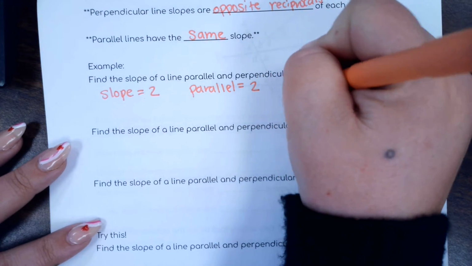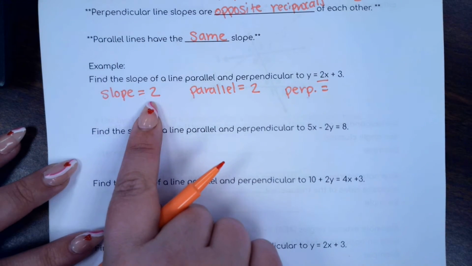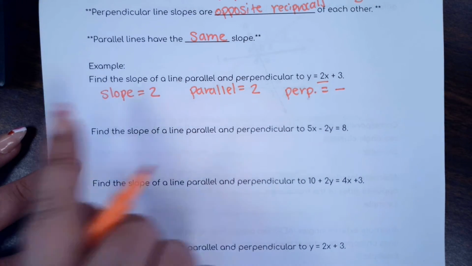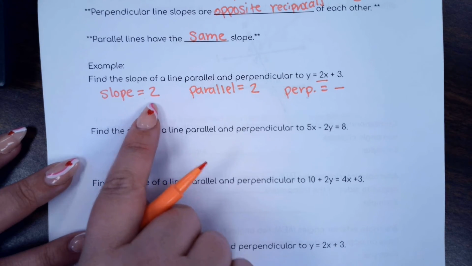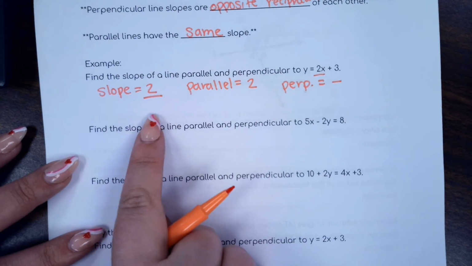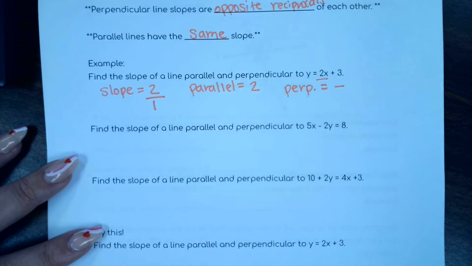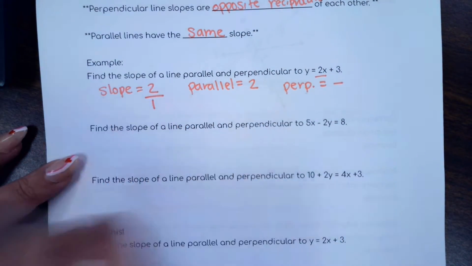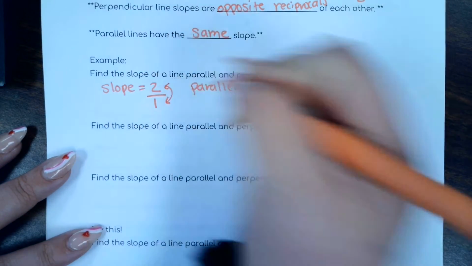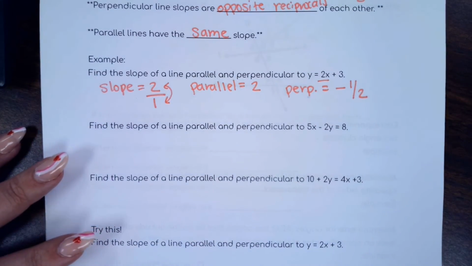What about perpendicular? We need the opposite reciprocal. So we have positive 2. The opposite is going to be negative. Now this one's a little tricky. If you have an integer and you write that as a fraction, what's really the denominator here? 2 over what? That's really 2 over 1, right? We just don't write the over 1 part because it's just not necessary. So to get the reciprocal, we flip the numerator and the denominator. So we would get negative 1/2 for our perpendicular slope.